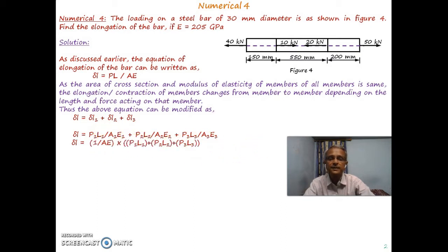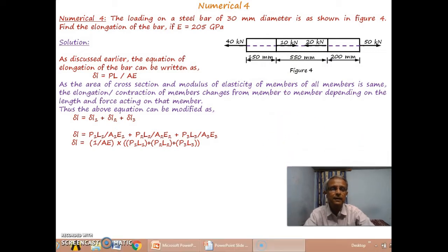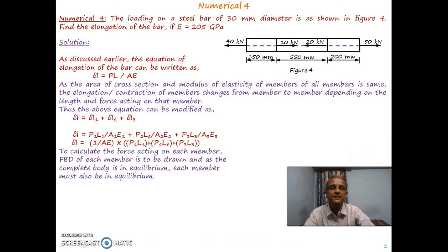For further analysis, we said that the area of cross section for all segments is the same, and the material is the same throughout, so Young's modulus is the same. So A and E for segments 1, 2 and 3 are the same and are taken out as a constant. What is changing is the force applied in each segment, and the length of each segment is different.